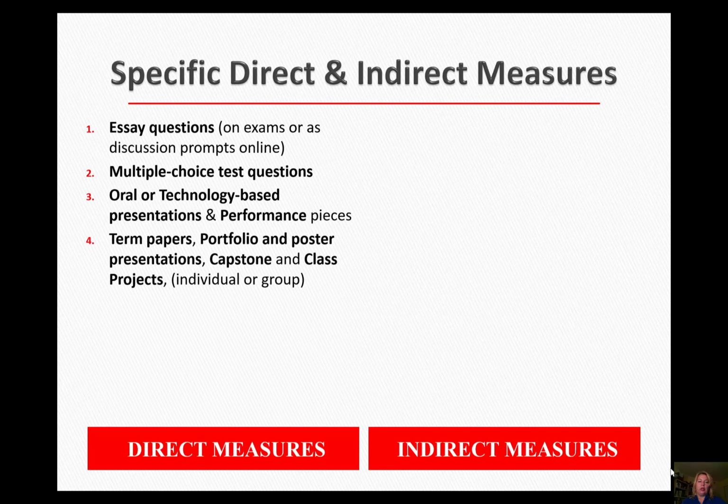Term papers, portfolio and poster presentations, capstone and class projects, whether they're individual or group, are all direct measures of students demonstrating that they have learned what they were supposed to learn and to what extent. Standardized tests are pretty obvious direct measures.